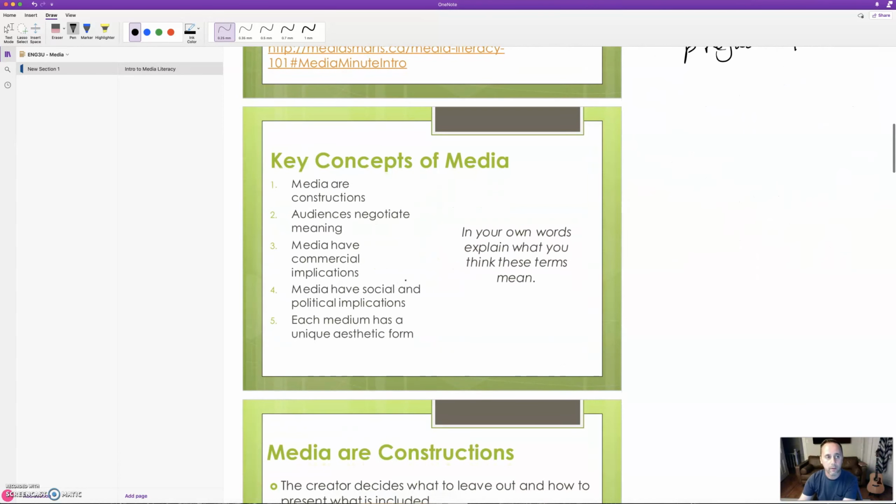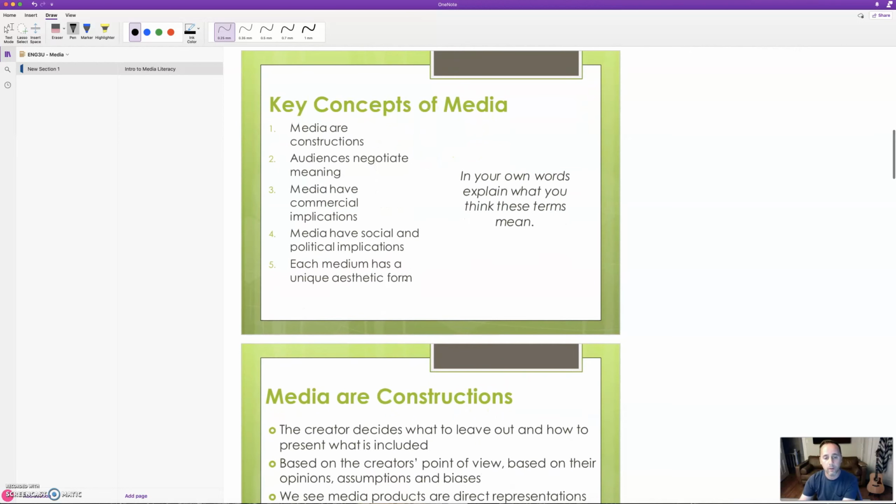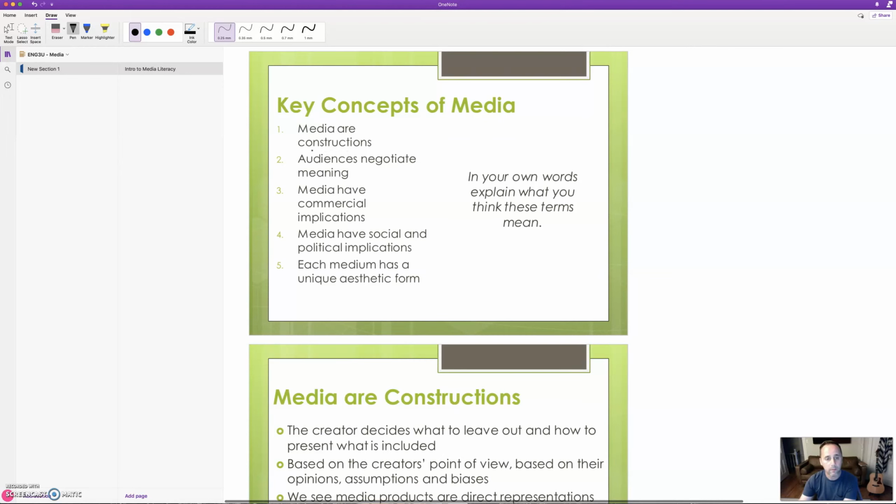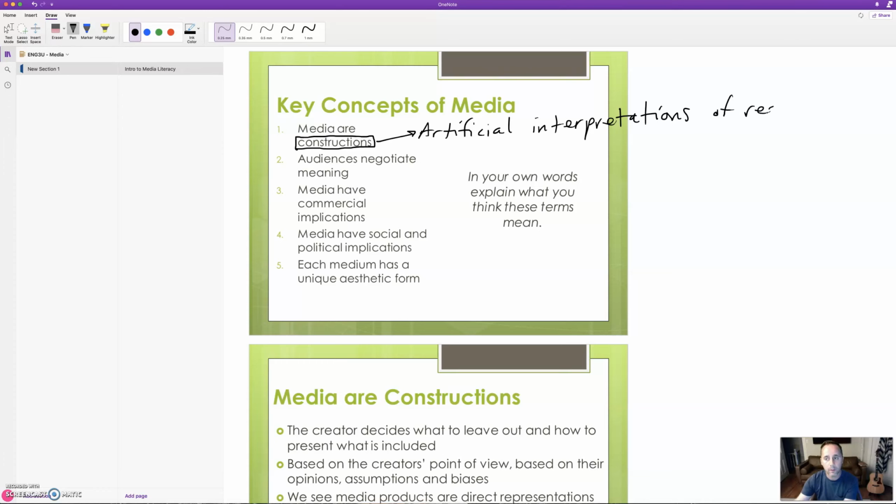Okay, so here are some key concepts. We'll cover these and the rest of this PowerPoint in the next video in detail, but let's just introduce the categories. Media are constructions. That means they're artificial, in a sense, interpretations of reality, because they're created by creators with a purpose, and they want to influence us usually. So they're constructions. They're not perfect reflections. The audience actually is involved in creating, negotiating the meaning of that text.